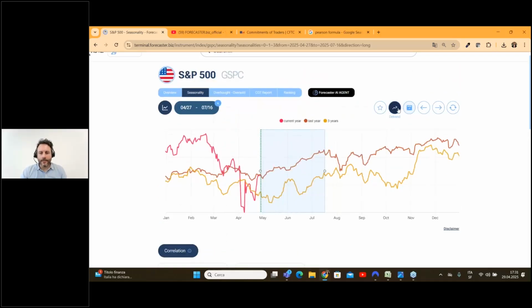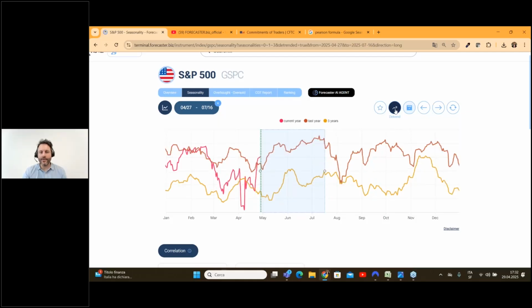If you go here, you can find the trended version of the seasonality. If you click it, very simple, you take away the trend from these lines. What does it mean? Very simple, also in this case.